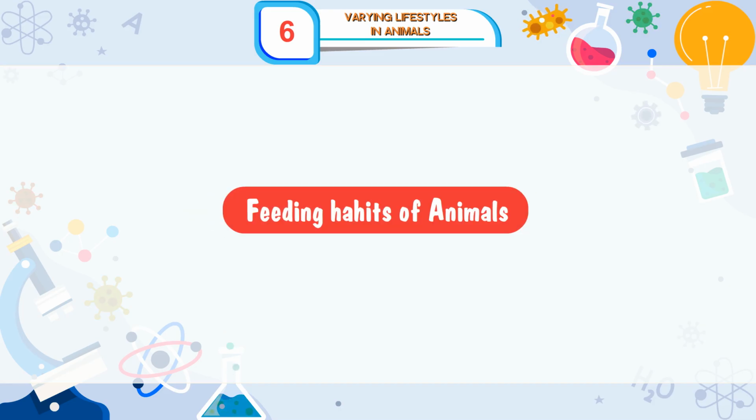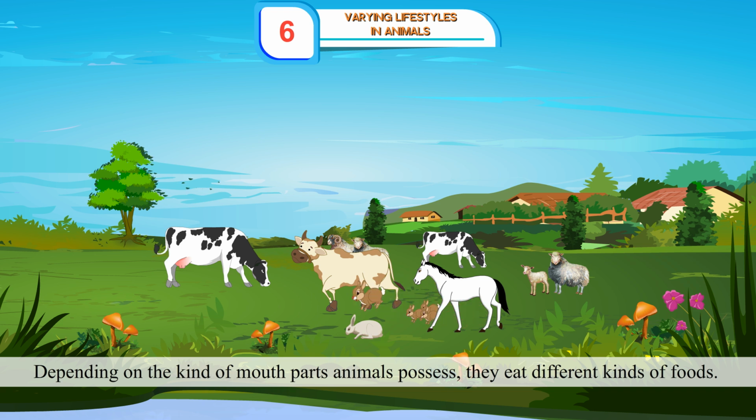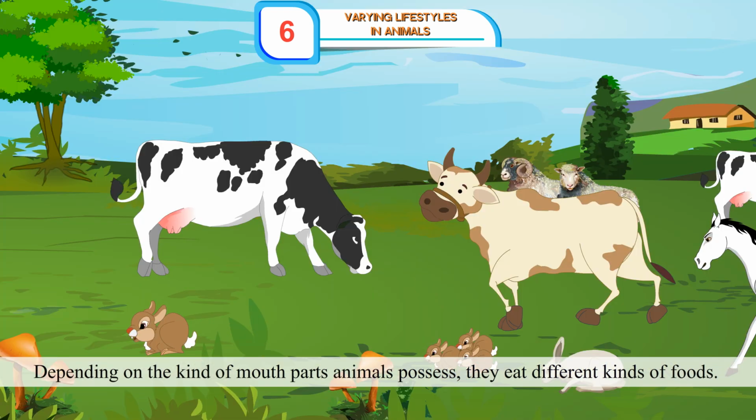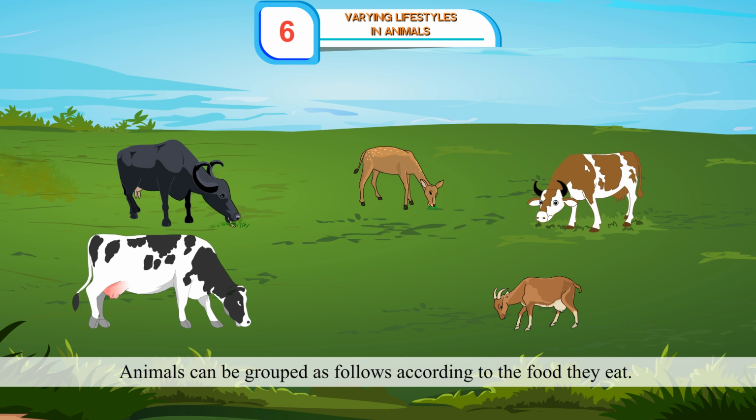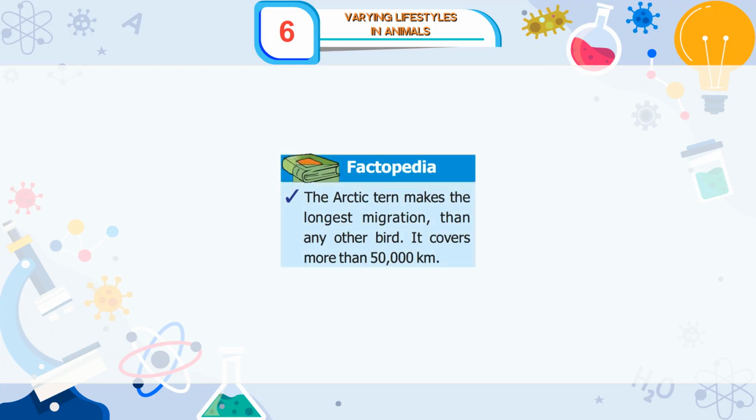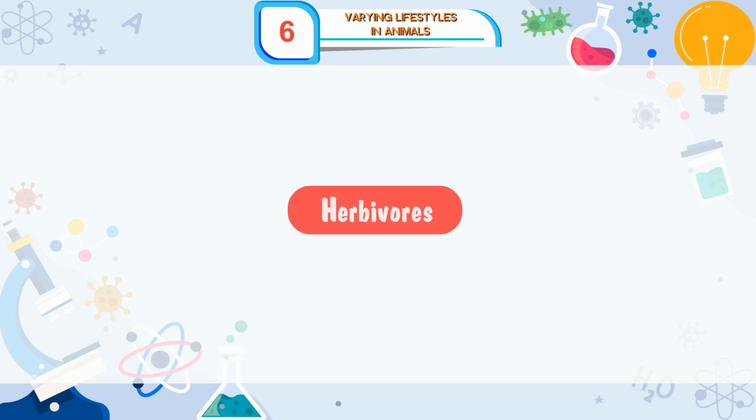Feeding habits of animals. Depending on the kind of mouthparts animals possess, they eat different kinds of foods. Animals can be grouped as follows, according to the food they eat. Factopedia. The Arctic tern makes the longest migration than any other bird. It covers more than 50,000 kilometers.